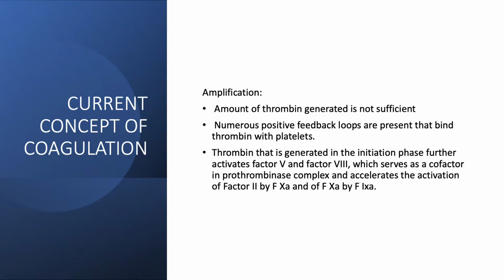Now the second step is the amplification. The amount of thrombin generated is not sufficient. Numerous positive feedback loops are present that bind thrombin with the platelets. Thrombin that is generated in the initiation phase further activates factor 5 and factor 8, which serve as cofactors in the prothrombinase complex and accelerate the activation of factor 2 by factor 10A and of factor 10 by factor 9A.